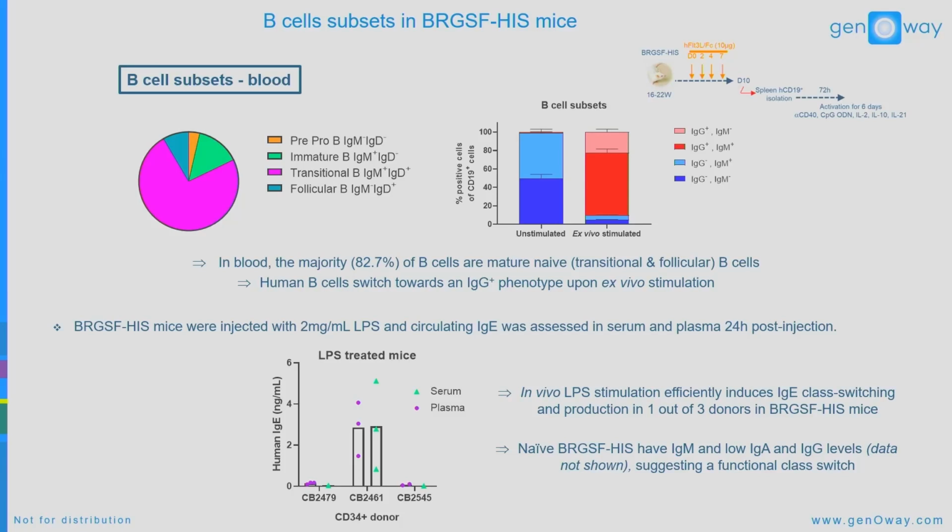When we look into the class switch in these animals, we were able to see class switch up to IgA. So the whole class switch is able to happen. Also, I should say that the IgE titers in the model are low compared to what you have in mouse, but also compared to what you have in human.